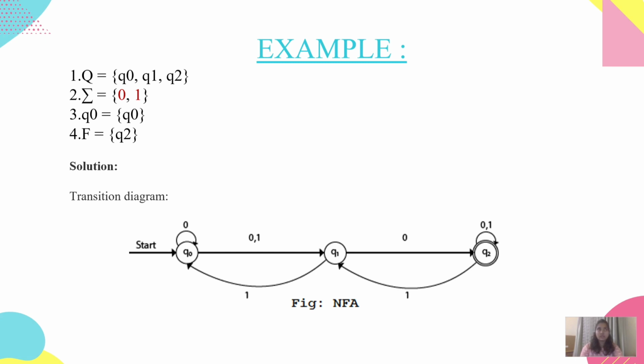Consider 0, 0, 1, 0. So to traverse that, first let's start with Q0. Q0 to Q1 is 0. Q1 to Q2 is second 0. And then Q2 to Q1 is 1, and then Q1 to Q2 is 0. So hence we have got the final state as Q2, and that's why it has double circles. So hence it is traversed, and this is how it is done.